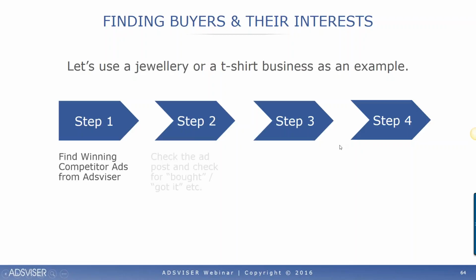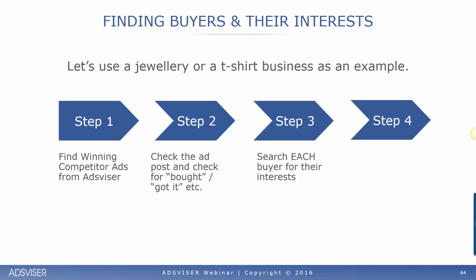So step 2 is you check the ad post. You click through to the ad post on Adsviser and you hit the Control F button. When you're in the post, you can hit Control F. What that does is it brings up a search bar and you type in phrases like bought, got it, want it, need it, love it, ordered, signed up, or any other search phrases that you might need. Step 3, yes, I will be demonstrating in Adsviser.